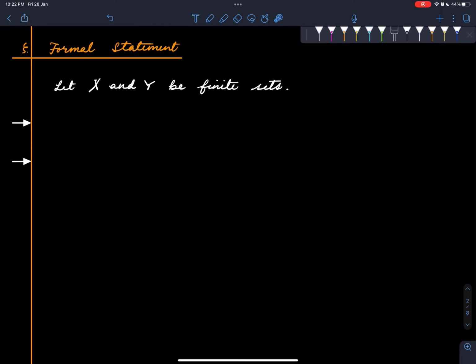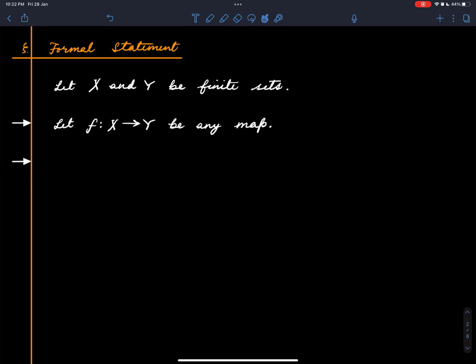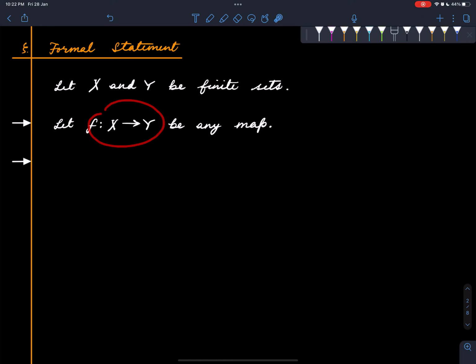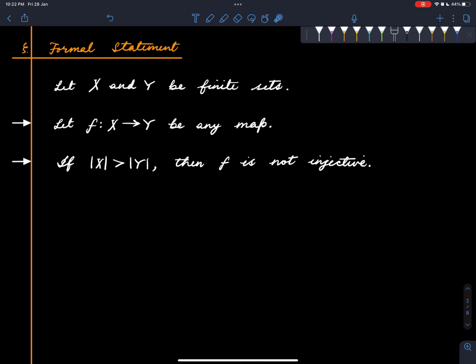So suppose you have 2 finite sets X and Y, and suppose we have a function from X to Y, just any function. Then the pigeonhole principle says that if the cardinality of the domain is greater than the cardinality of the target of f, then f cannot be injective.